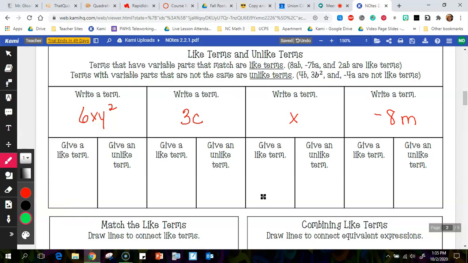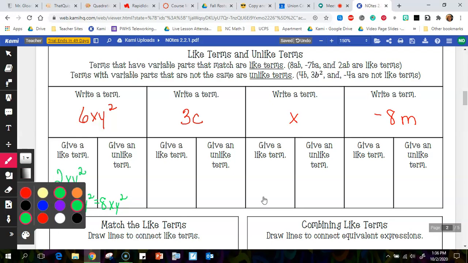So a like term for 6xy squared might be 2xy squared. So then what we would do is, if we wanted to add together the 6xy squared and the 2xy squared, 6xy squared plus 2xy squared would equal 8xy squared. That's not on my notes, but I just wanted to illustrate to you that that's why you look for like terms. Like terms have to have exactly the same variables and exactly the same exponents on those variables.